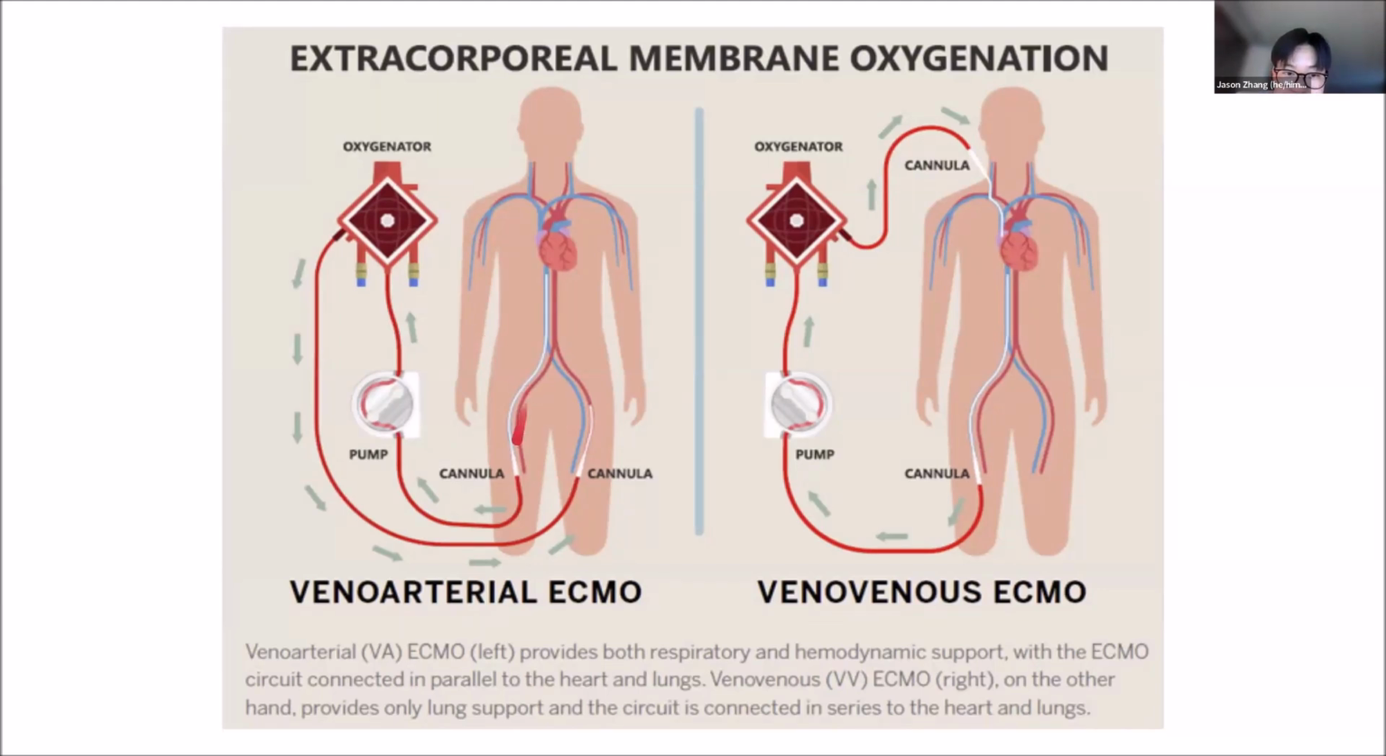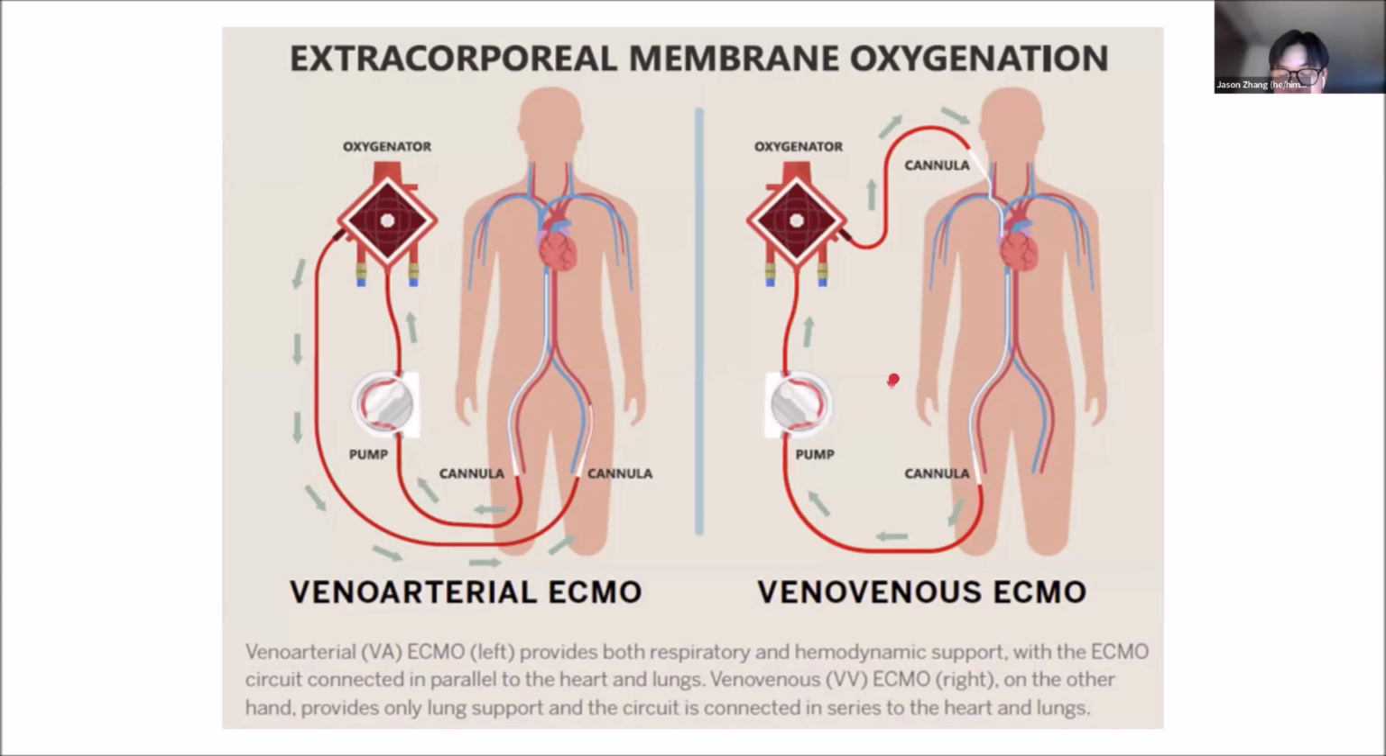So for VA ECMO, you'll have one part of the machine attached to a femoral artery and one part in the vein, which is why it's called veno-arterial. And this will be attached in parallel to your circulatory system, and this will be able to support both your lung and your heart. So this is for patients who need both heart and lung support. You'll put them on VA ECMO.